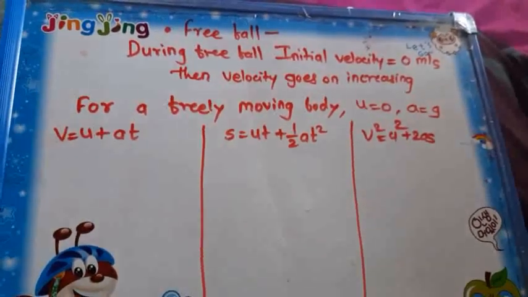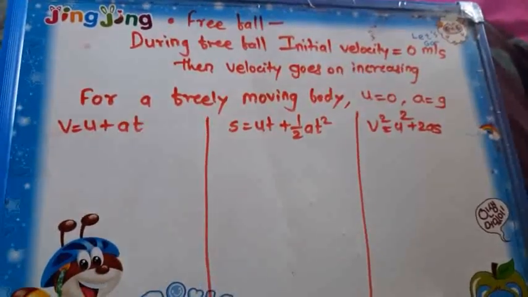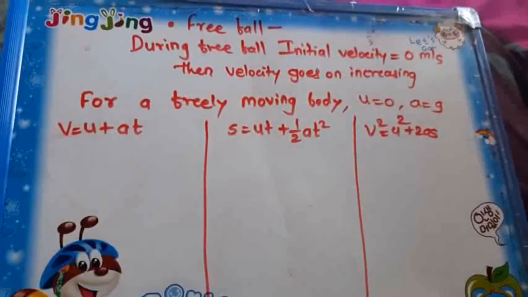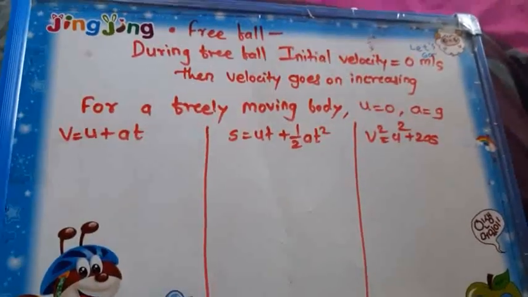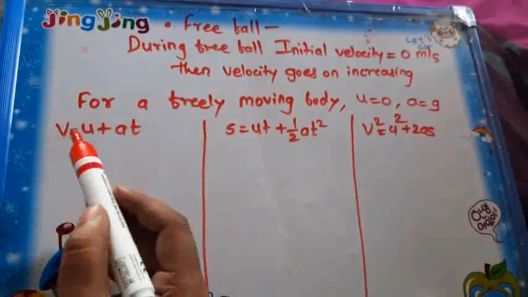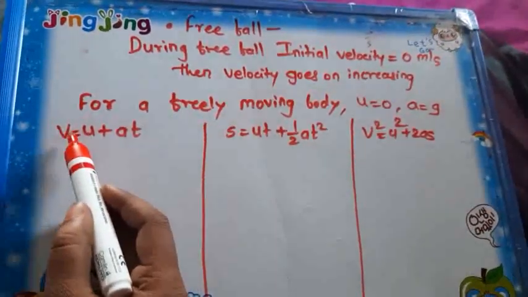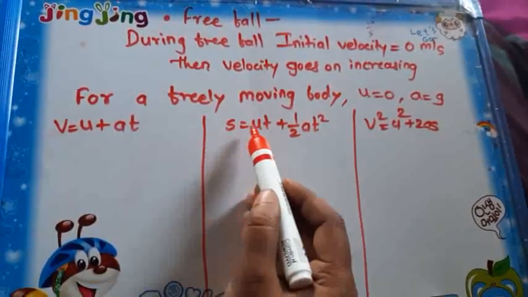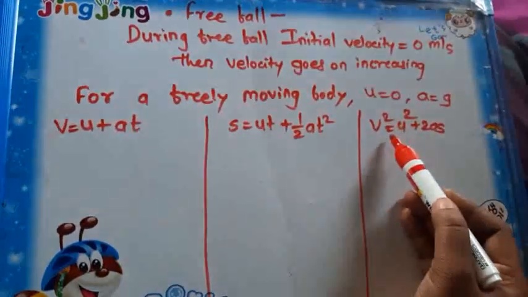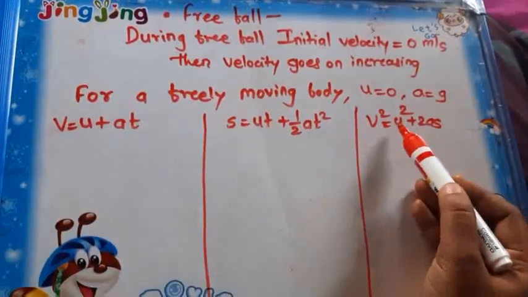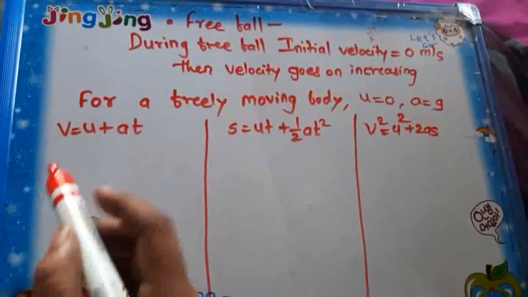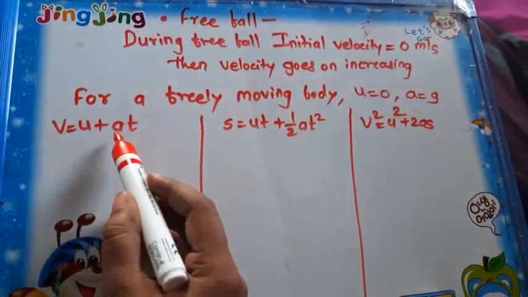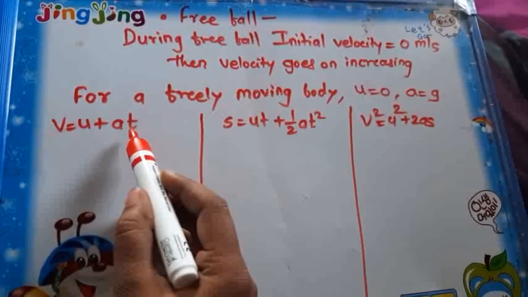Now, for a freely moving body, we will try to obtain equations for velocity and displacement by using Newton's three equations of motion. Newton's first equation of motion is v = u + at. The second equation is s = ut + 1/2 at². And the third equation of motion is v² = u² + 2as, where v is the final velocity, u is the initial velocity, a is the acceleration, and t is the time taken.